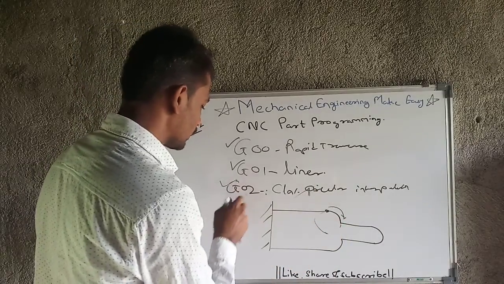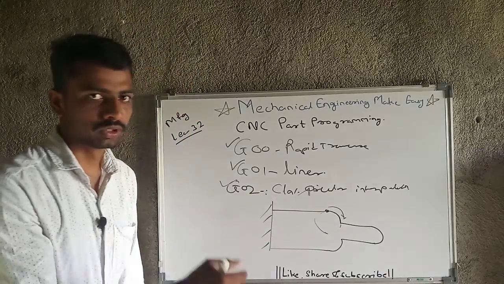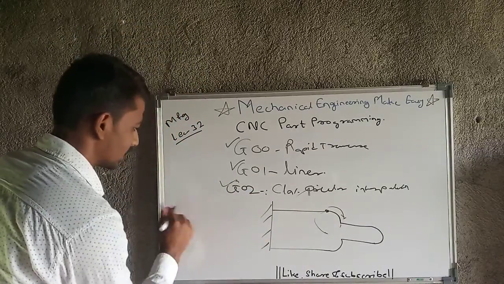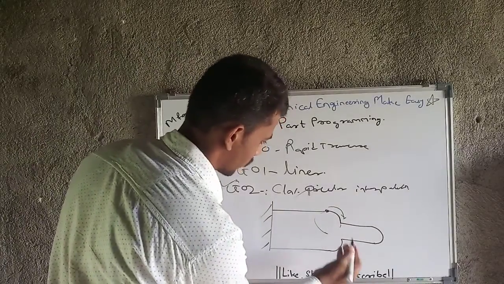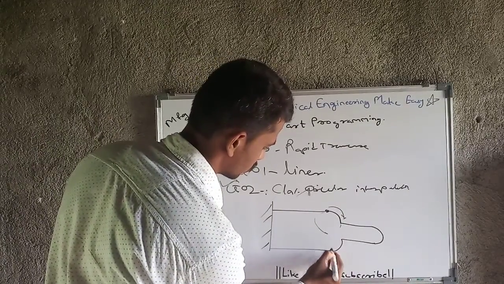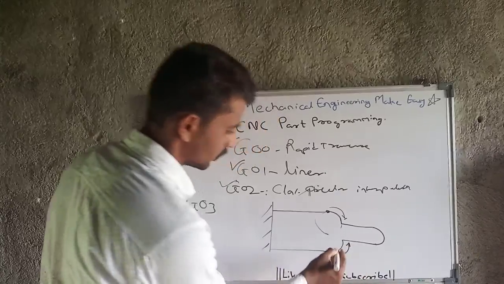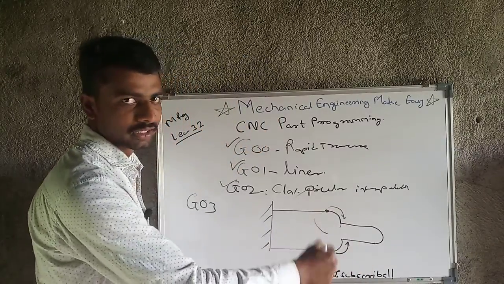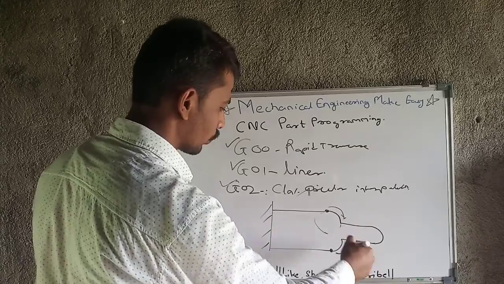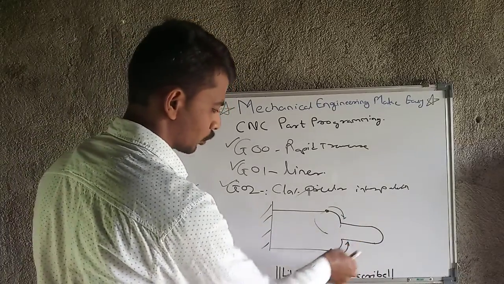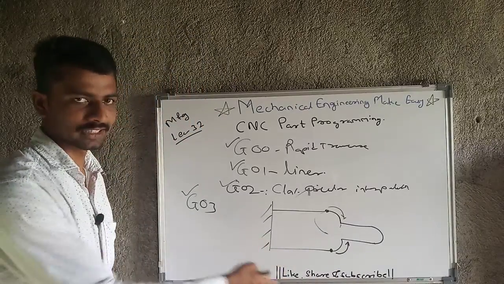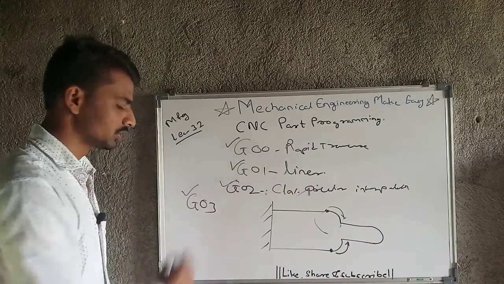So for that we have to use the code G02, and exactly the reverse of this is G03. For example, here is the tool and we have to move here, so this is anti-clockwise movement. For anti-clockwise movement of the tool we have to use G03. Circular interpolation is again here, but only the direction is anti-clockwise, so we use G03.